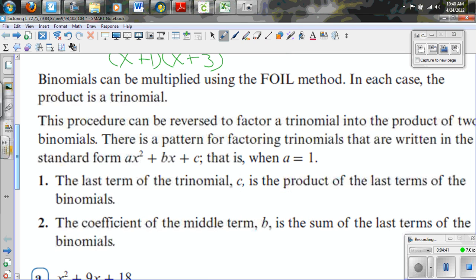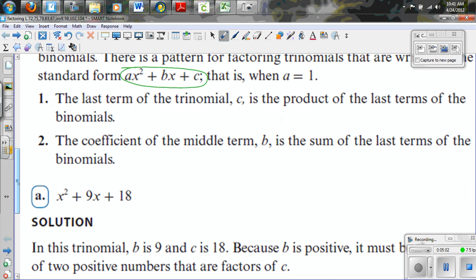Now, binomials can be multiplied by using the FOIL method. In each case, the product is a trinomial. And so that's what we just discussed. We're going to get this trinomial every time we multiply two binomials. Or if we factor a trinomial, we're going to get two binomials. And the coefficient of the middle term is the sum of the last terms of the binomials.